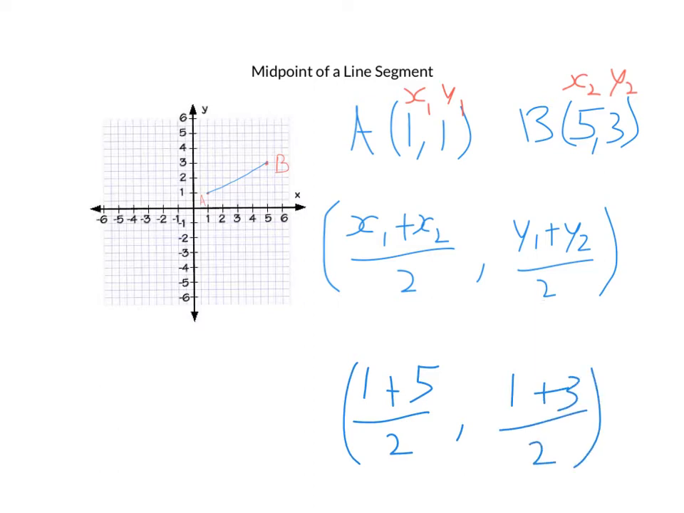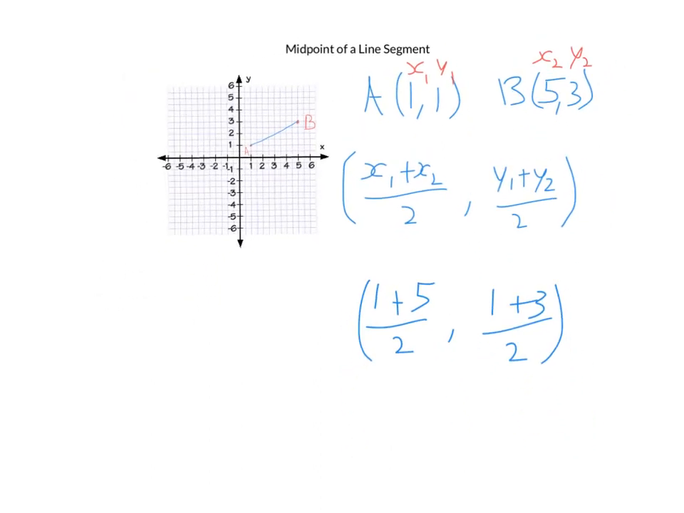Now that we've filled in the formula, we're going to try and solve it out. Remembering that the left hand side is the x coordinate, the right hand side is the y coordinate. So we never need to add the left hand side and the right hand side together. They're two separate numbers. So 1 plus 5 is 6 on the left hand side, 1 plus 3 is 4 on the right hand side.